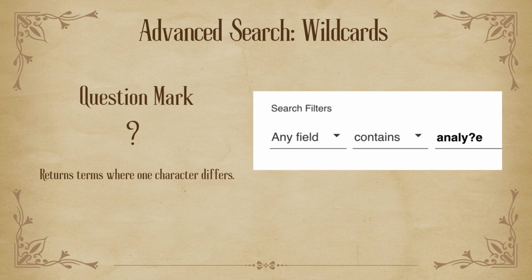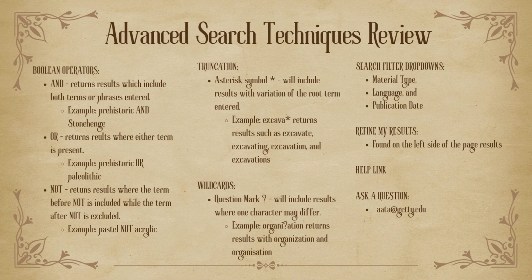Wildcards, such as using the question mark, are an online search technique allowing the retrieval of words that may have a slight difference in spelling due to their language of origin. For example, if we are looking to return results on the various spellings of analyze, we would enter ANALY question mark E. By entering the question mark in place of the differing letter, the search will return both ANALYZE and ANALYSE.